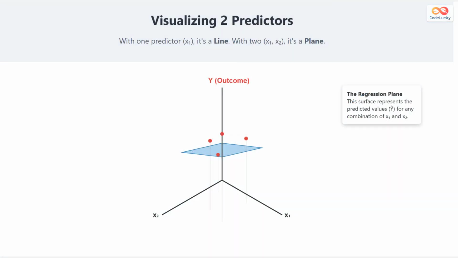Visualizing this can be tricky. When we had one predictor, our model was a simple line. Now, with two predictors, x1 and x2, our model becomes a flat 3D plane. The vertical distance from the data points to this plane represents our error. If we had three or more predictors, we would be dealing with a hyperplane, which is impossible to draw, but the math and logic work exactly the same way.